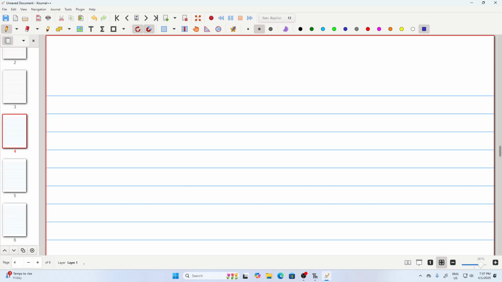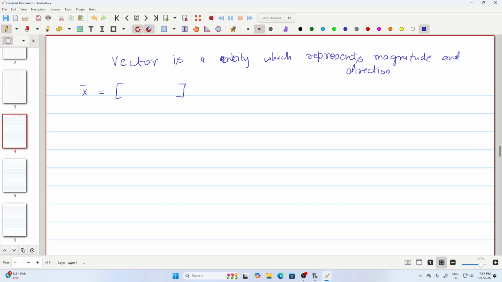So what is a vector? Basically, a vector is a quantity, an entity which represents magnitude and direction. So we're going to talk about magnitude and direction. When we were giving the speed in the x and y directions, this was the speed in x and the speed in y.